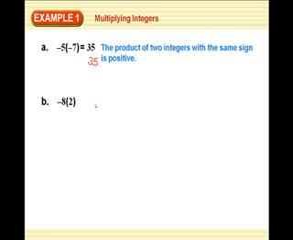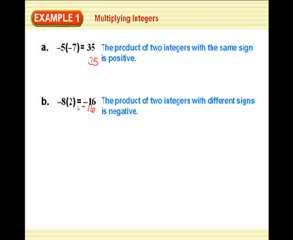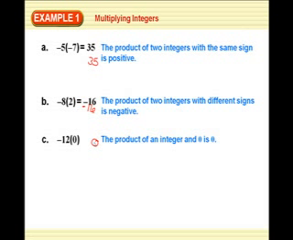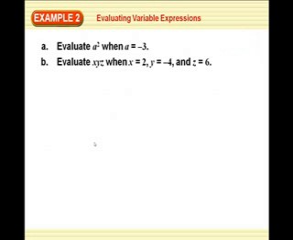So I go 8 times 2 is 16. And I have a negative and a positive. They're different signs, so it is negative 16. Anything times 0 is 0. So we're done with that one. Done.